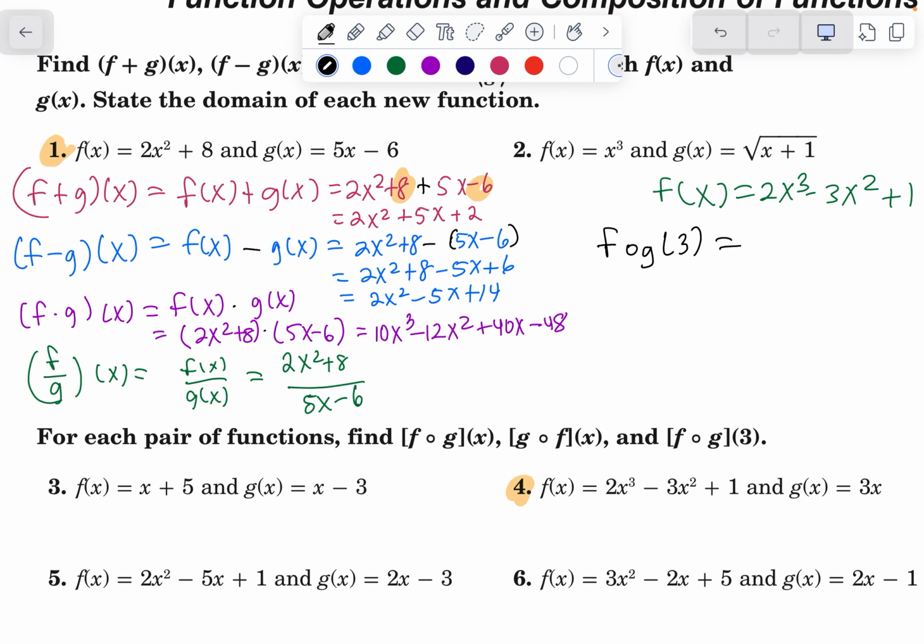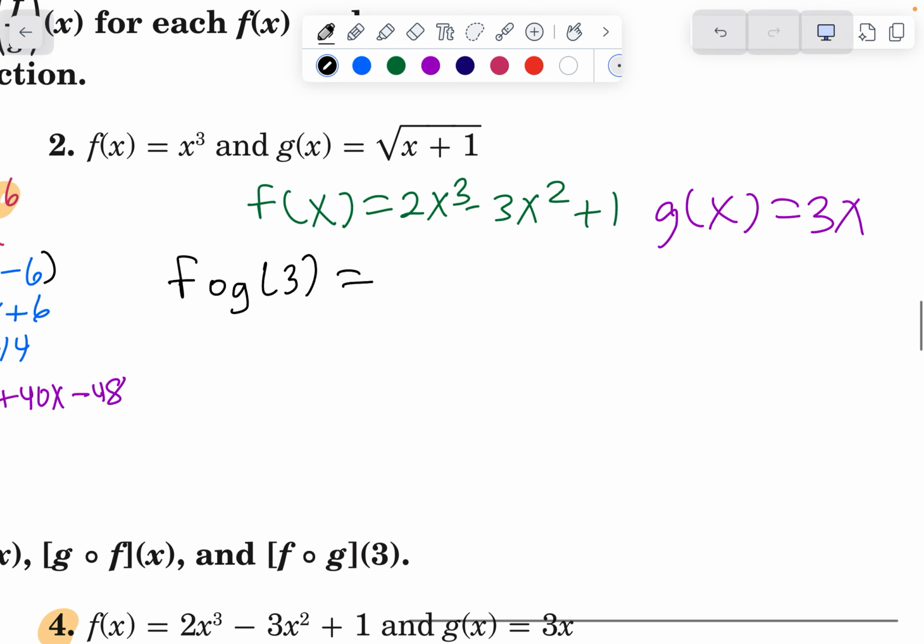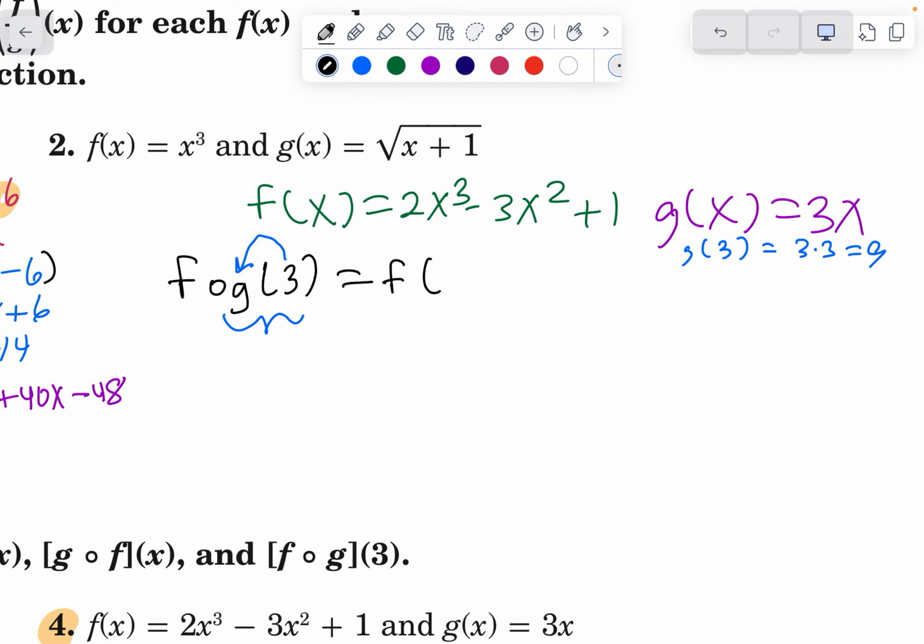Okay. So let's do f of g of 3 for those functions first. You have to follow order of operations in a kind of bizarre way for function composition. We're going to plug 3 into our g function. We're going to put a 3 in right here. We're going to get a 9. This becomes a 9. And then we're just going to take f of 9.